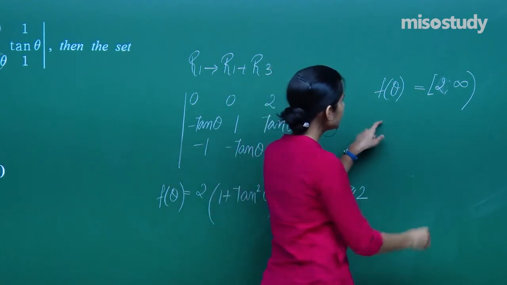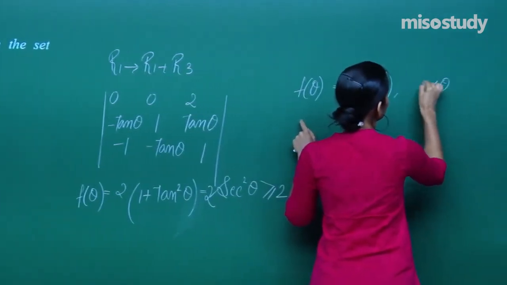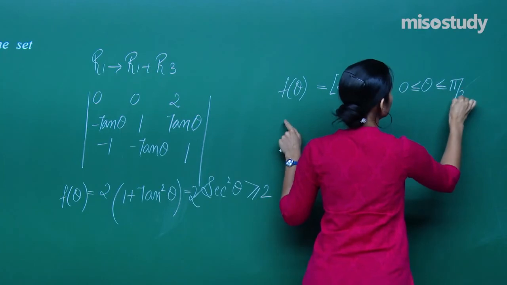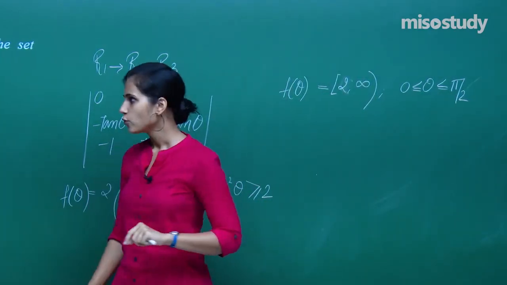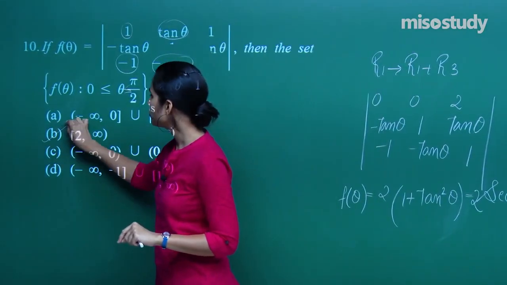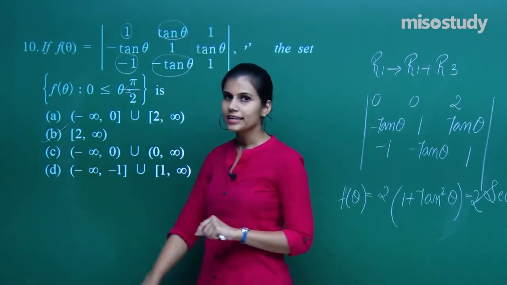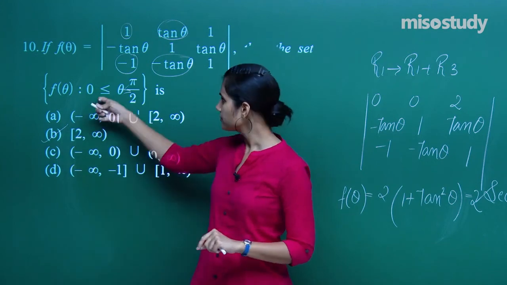Okay, so when theta is between 0 and pi by 2, f of theta is going to be equal to this set, because it is greater than equal to 2. 2 included, and anything greater than 2 is also there in this set.